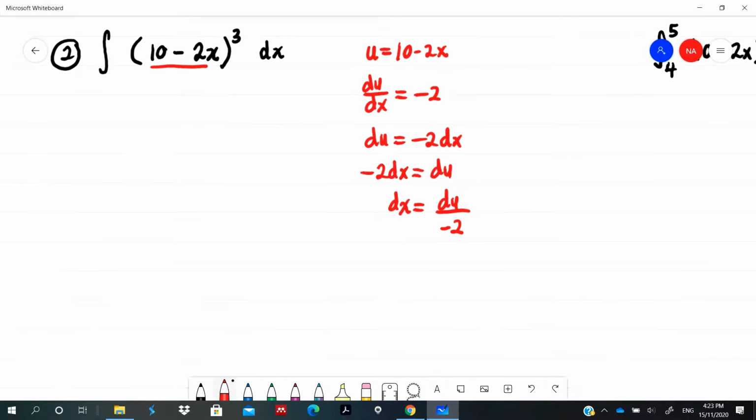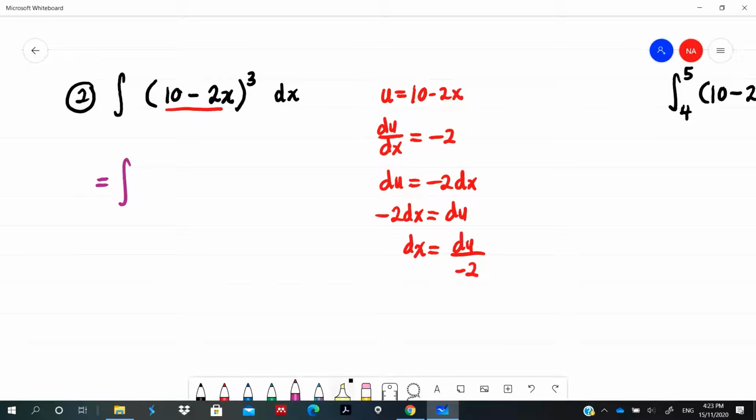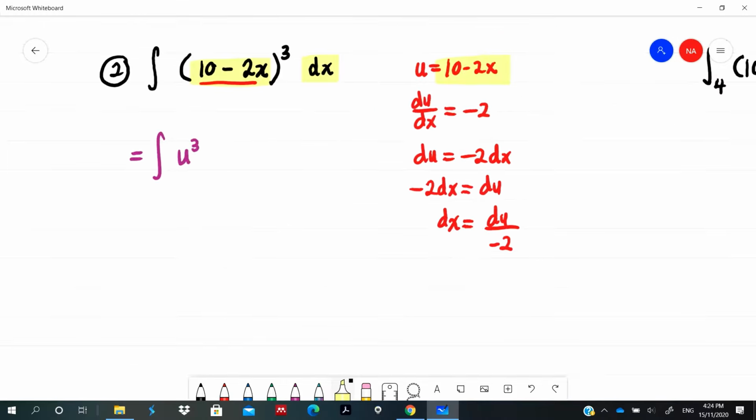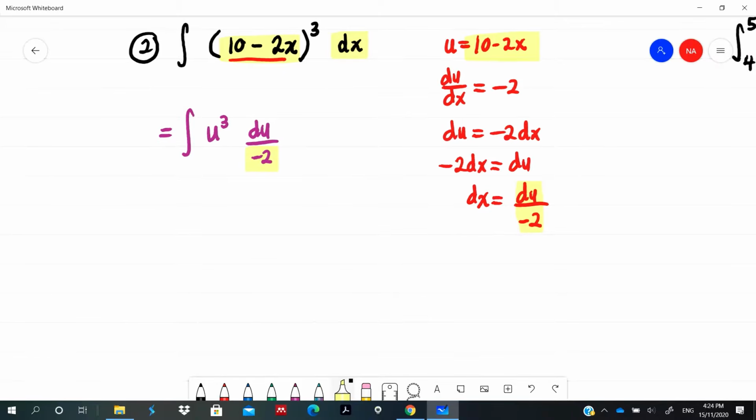Okay, so we try to substitute into this integral. This part will become u, as given by this, so u to the power of 3. For that dx, you don't write dx here, but dx must be written as du over negative 2. So we'll have du over negative 2. Because this negative 2 is a constant which is not involved in the integration, we can take out that negative 2. So that will become negative 1 over 2.